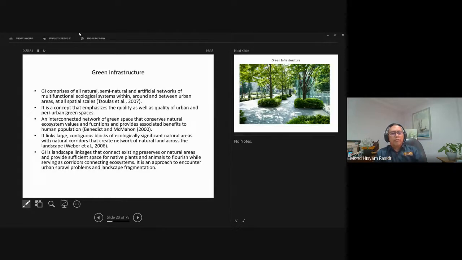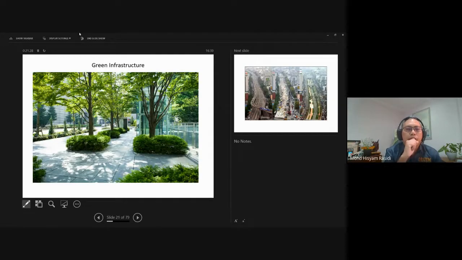Okay, so green infrastructure is landscape linkages that connect existing preserved or natural areas and provide sufficient space for native plants and animals to flourish while serving as corridors connecting ecosystems. So green infrastructure, if you can understand that, is another approach in building back the green to the city. So normally in a very quick time and in a very long term period. So this is an example of how we make our city green.